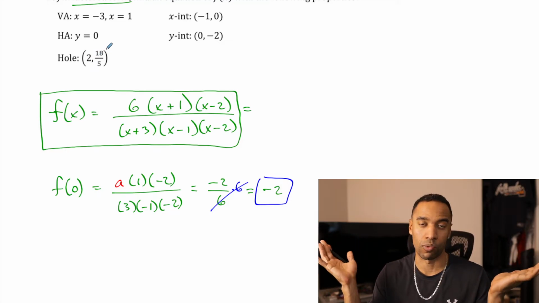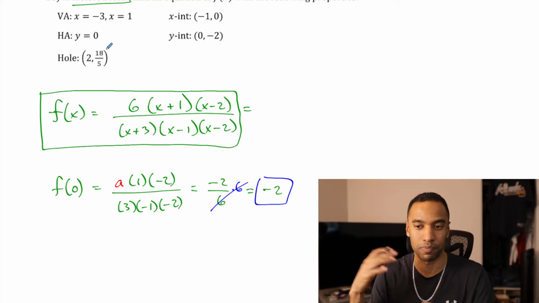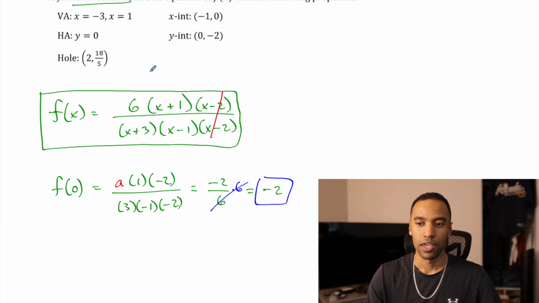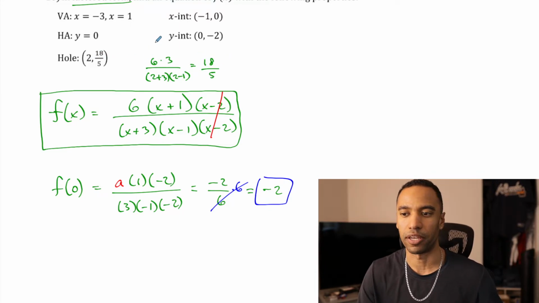And let's hope it would. Otherwise, this problem is messed up, and then I blame myself because I made the problem. So if you plug in 2, this is where you would have a canceled factor. If you plug 2 into here, you would get 6 times 2 plus 1 times 3, that's 18. Okay, so far so good. Over 2 plus 3 times 2 minus 1, so that's 5 times 1. So that's 18 over 5. Okay, so that comes out. So yes, this is our function.